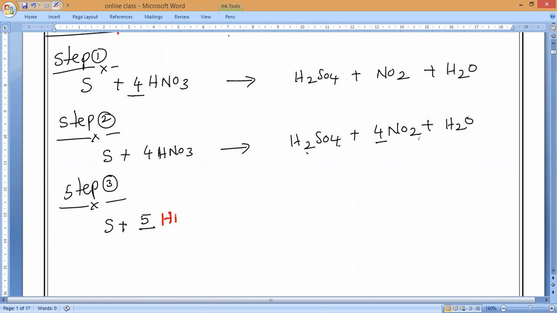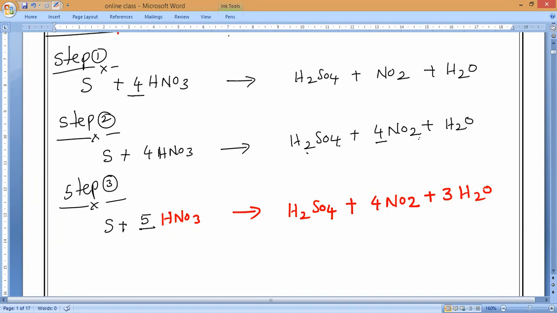So 5 HNO3. Then by this time how much oxygen do we have? 5 threes are how much? 15. So this side also you can check it. H2SO4 plus 5 NO2 plus, here I am trying to balance it, that is 3 H2O. Is it okay?